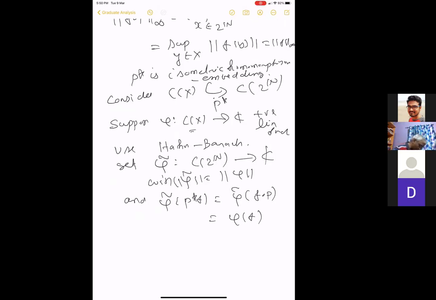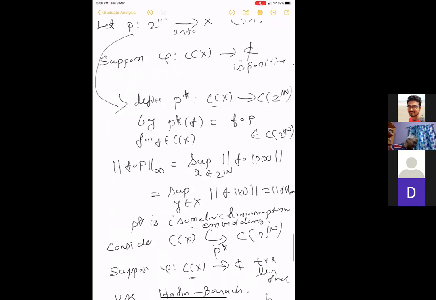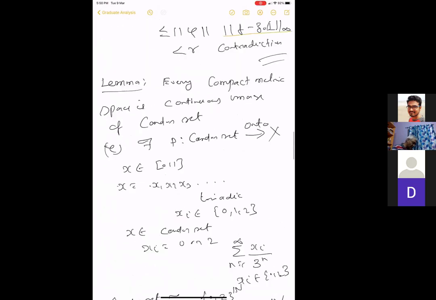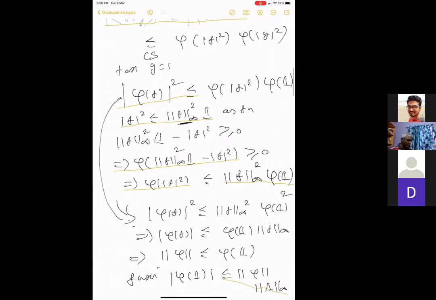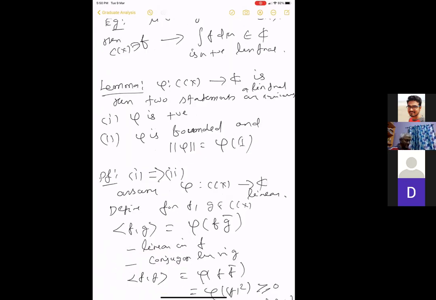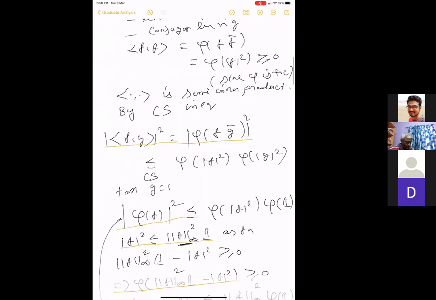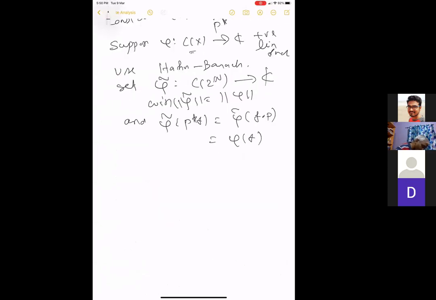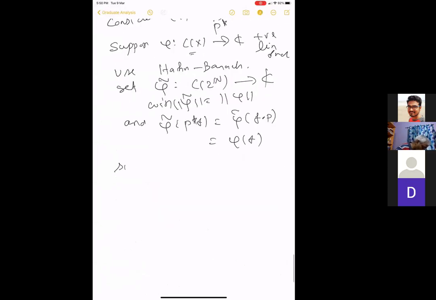Further, since phi is positive, we now want to use that lemma. Our first lemma says that phi is positive is equivalent to saying the norm of phi equals phi of 1. We want to use it both ways. Now since phi is positive, phi of 1 equals 1.